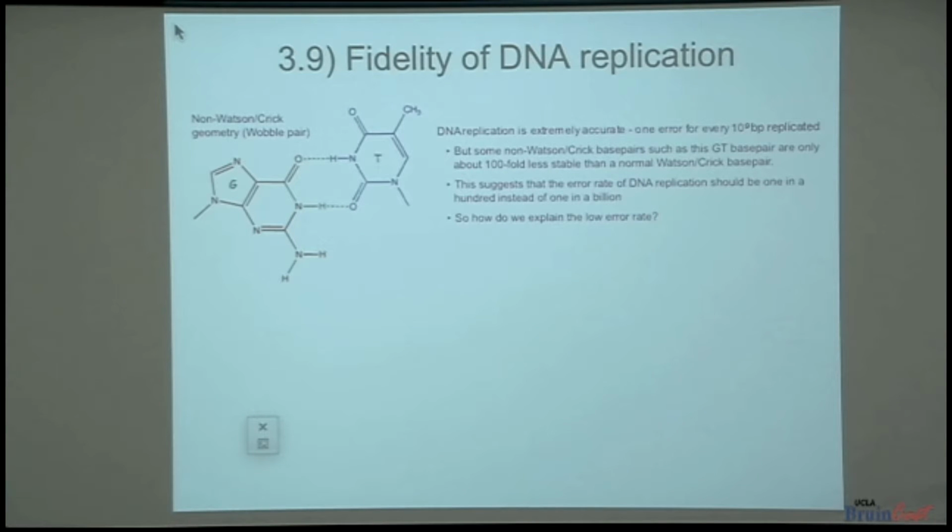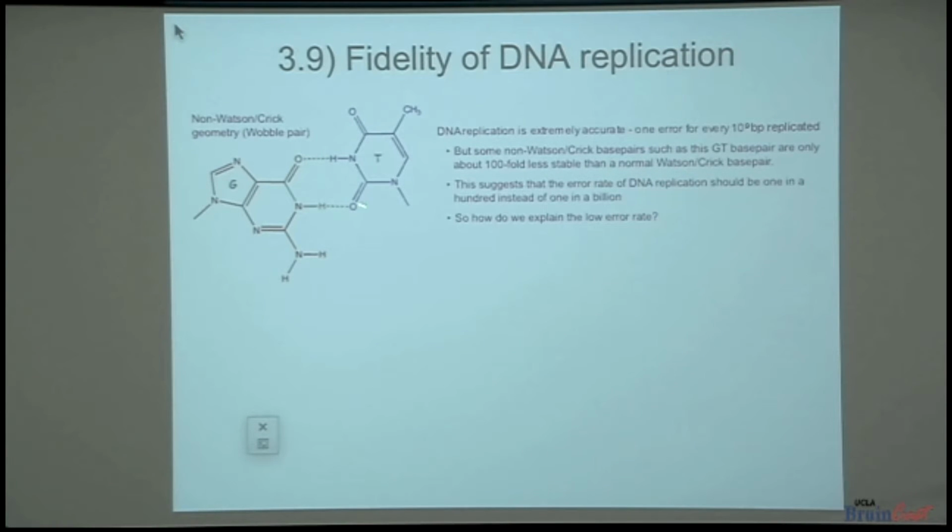Usually when you replicate a genome, you only make one mistake every billion base pairs replicated. So in the E. coli genome, where there are only 4 million base pairs, you're only going to make one mistake in every several hundred cells. In our cells, when we replicate the genome, we're going to make 3 or 4 mistakes. But that's an acceptable error rate. So how do we achieve this high level of fidelity?